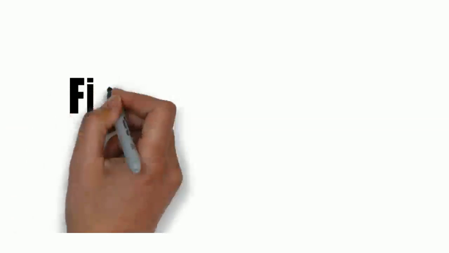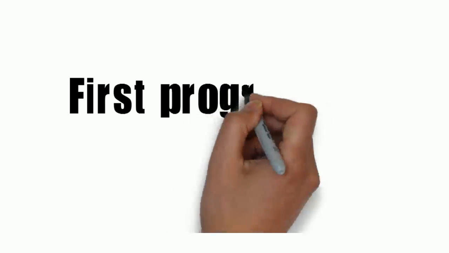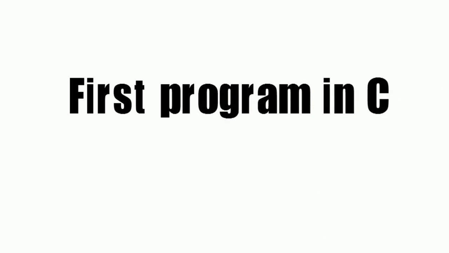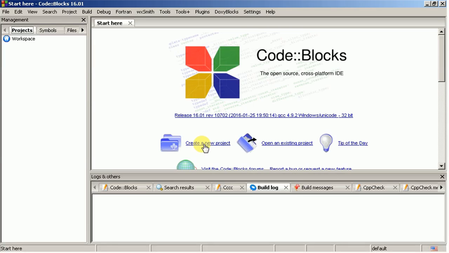Here in this presentation, I will show you how to write your very first program in C. So let's start. First program in C. In the whole C programming course, we will be doing coding in Code::Blocks. If you have not installed Code::Blocks, then see my first video on how to install it.